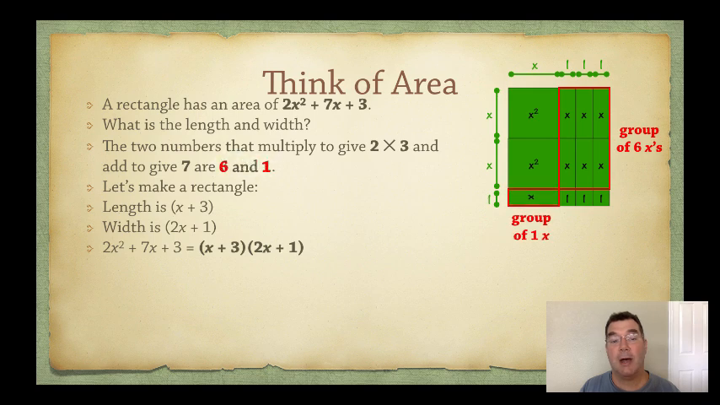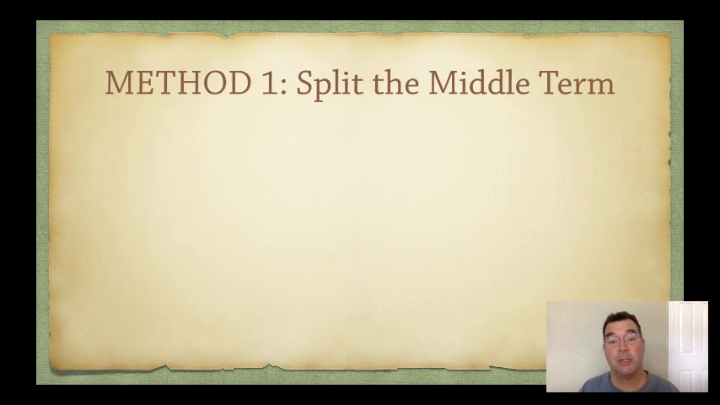Notice how the two numbers that I was looking for show up in how I group those x's. So the two numbers that multiplied to give 2 times 3 and added to give 7 were 6 and 1. You'll notice how I have in the top right a group of 6 x's, and then in the bottom left of my picture I've got a group of 1x. So that is not a coincidence. It always works out that way.